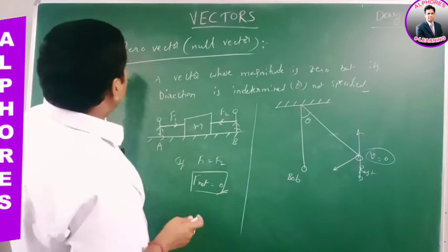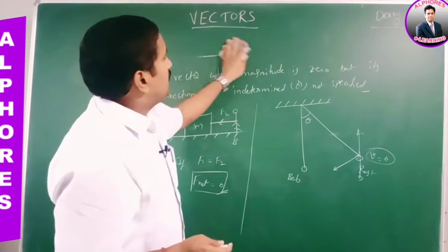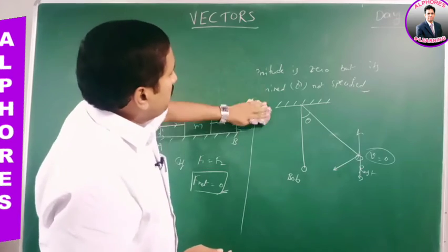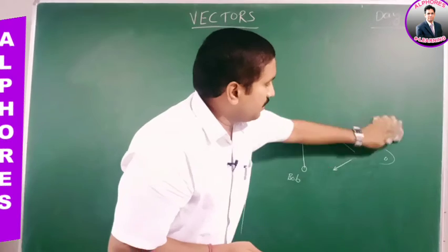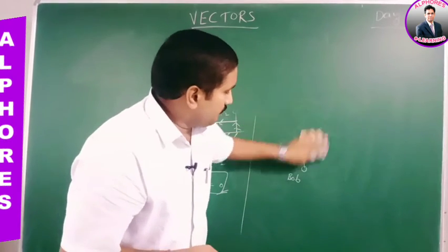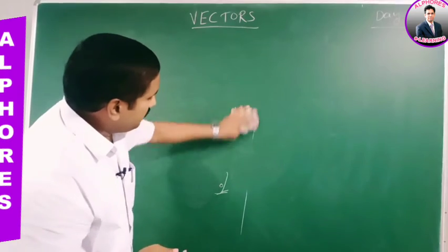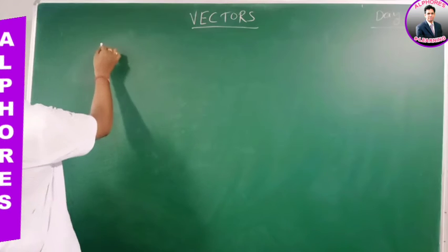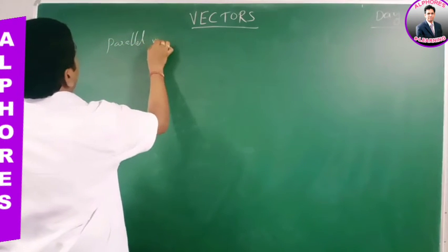Okay. Now what is meant by parallel vector? After that, what is meant by antiparallel vector and orthogonal vectors? These are nothing but the types of vectors. In the types of vectors, first I discussed the unit vector, after that the zero vector, and after that I am going to parallel vectors.